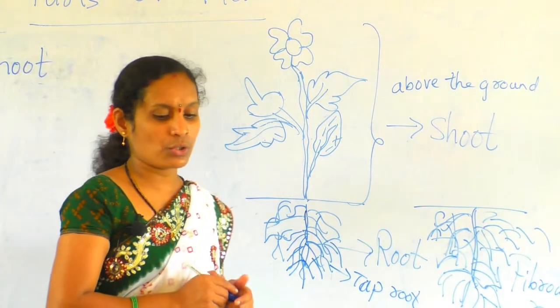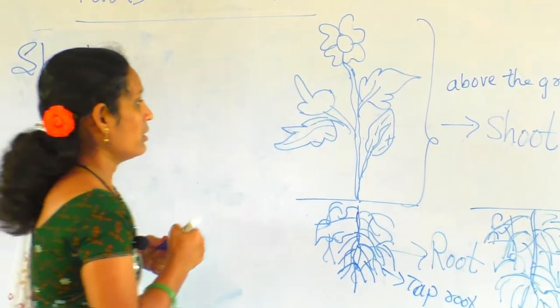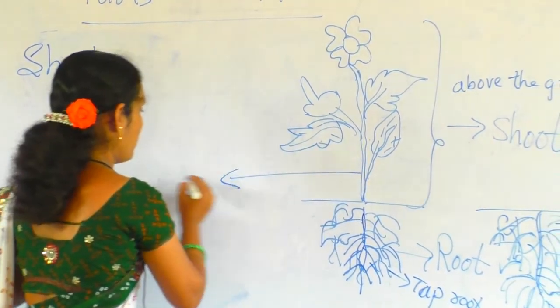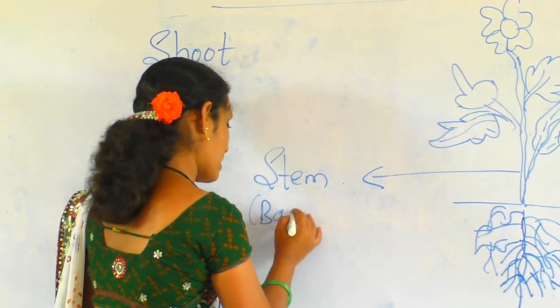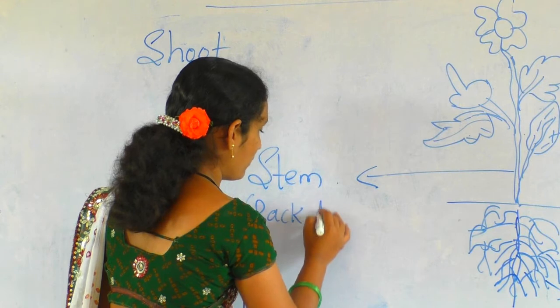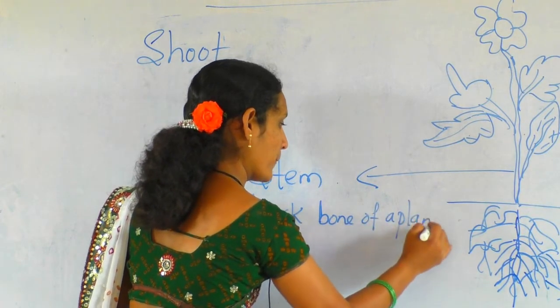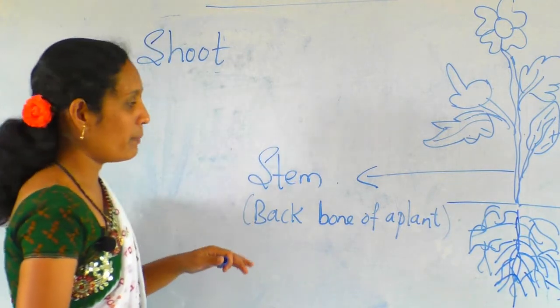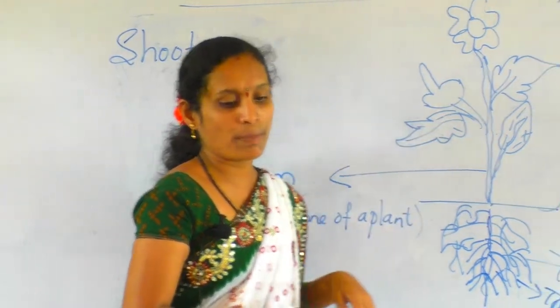What do you see on the shoot? You see the stem. The stem is like the backbone of the plant. This we call stem. Which is the backbone of the plant? If somebody asks me, you should say stem. The stem is the backbone of the plant. This stem we see above the ground in the shoot part.